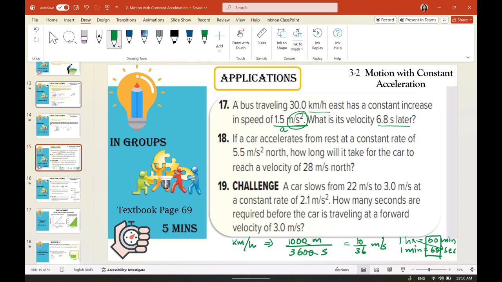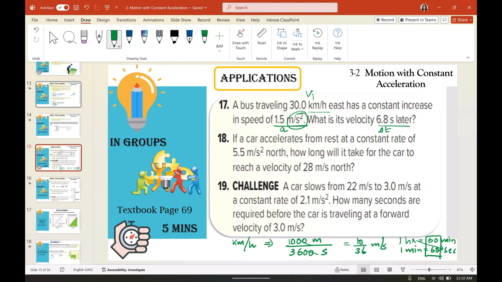6.8 seconds later. So time is provided. Delta t. This is delta t. And here they are talking about the speed. A bus traveling 30 kilometer per hour east has a constant increase in speed. So this is the velocity initial. Okay, so velocity initial is there.